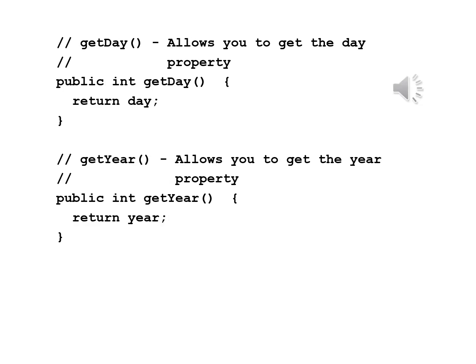These properties are private, meaning that no method outside of the class itself can access it or change it. Therefore, we're going to write methods that will do that for us. We start with getDay, which has a comment that says allows you to get the day property. Public int getDay, and inside the braces, return day. Now we're going to do something like that with getYear, and the comment says allows you to get the year property. Public int getYear, return year.